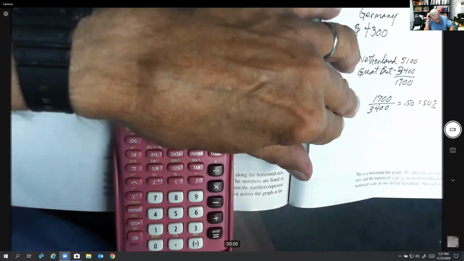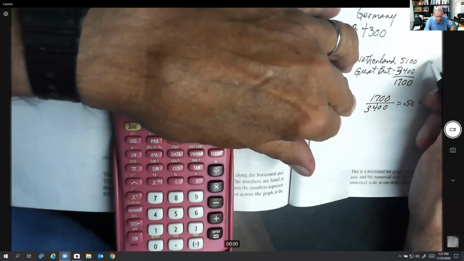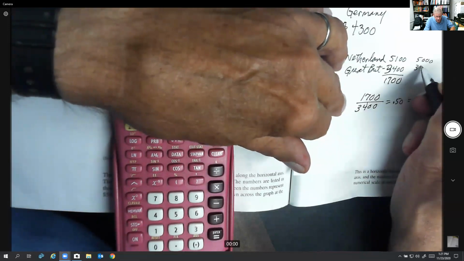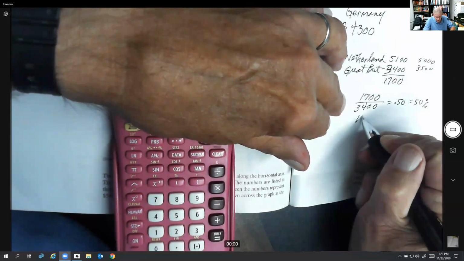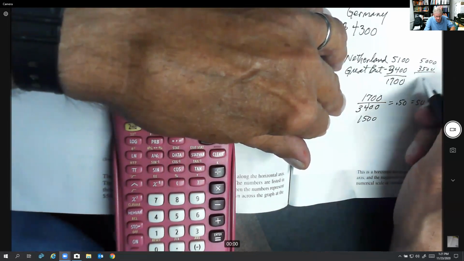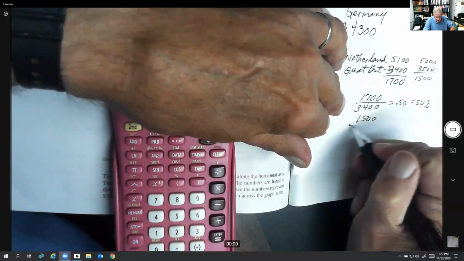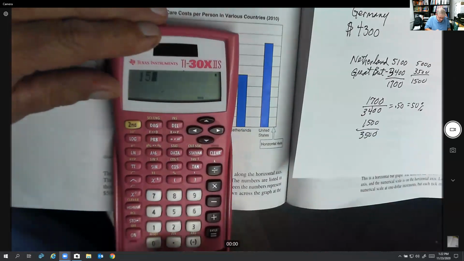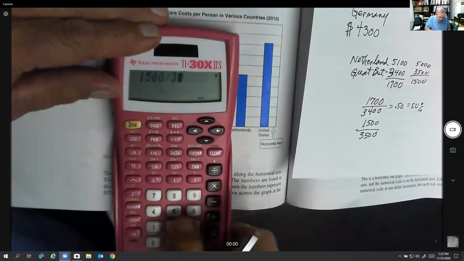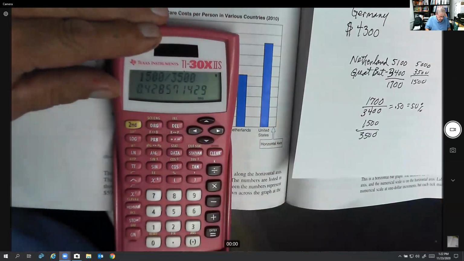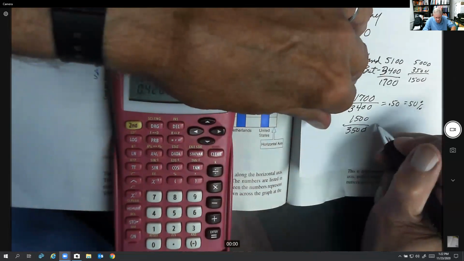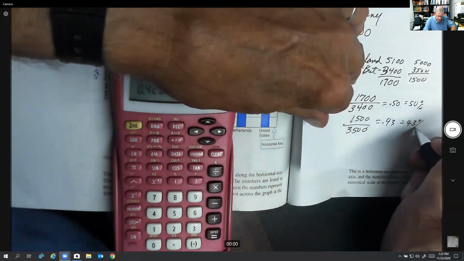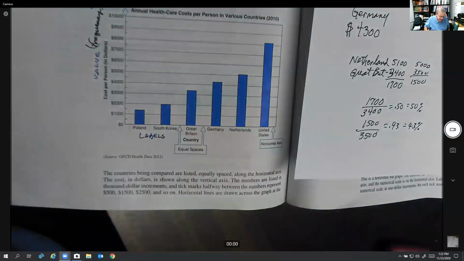Let's say we just rounded this off to 5,000, and we rounded this off to 3,500. Okay, so we had 1,500. The difference between these would be 1,500 divided by 3,500. So 1,500 divided by 3,500 would be roughly about 43%, 0.43, 43%. So you can see interpreting these graphs isn't really an exact science.